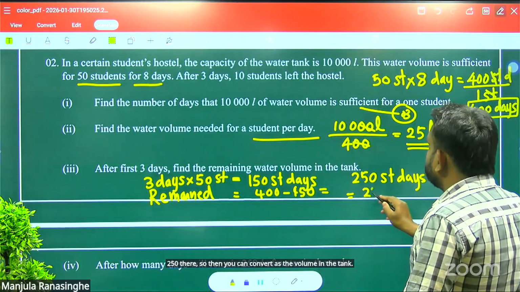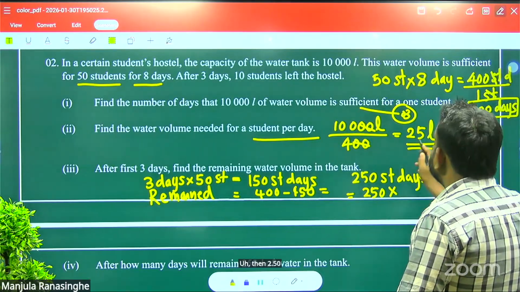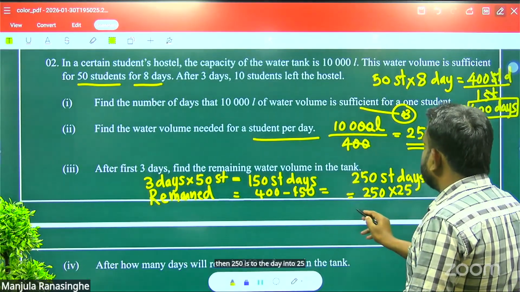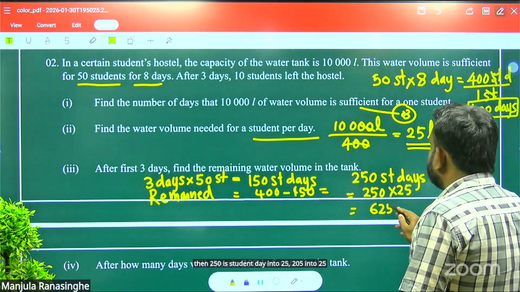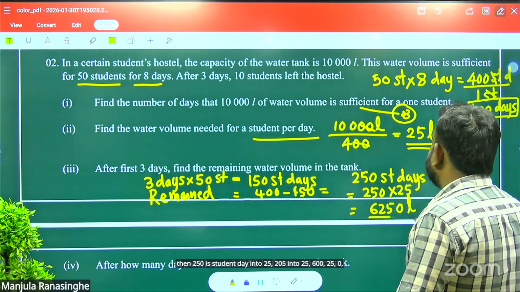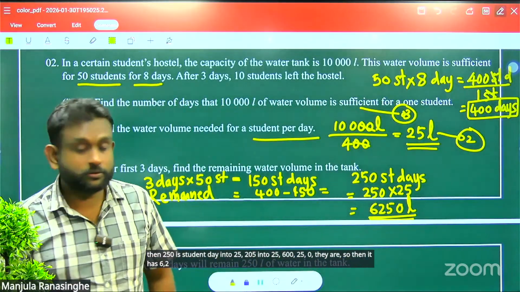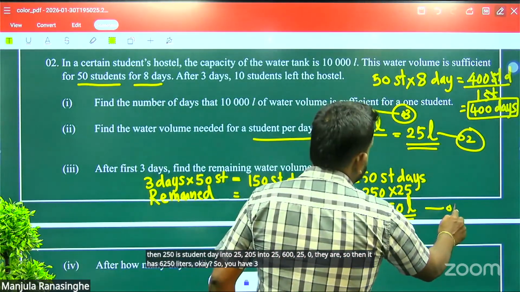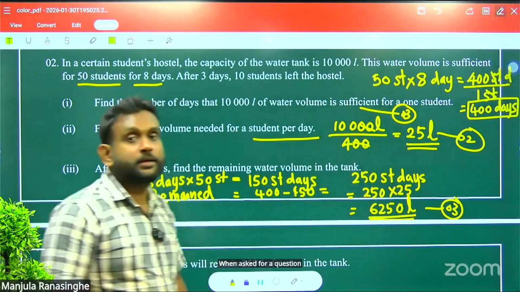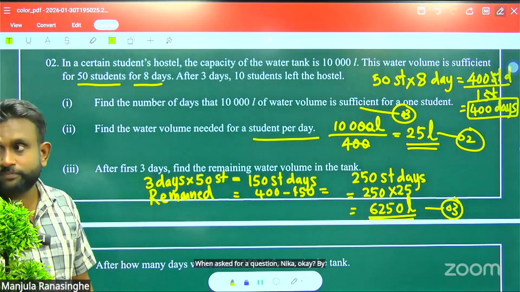Then 250 student days into 25. 25 into 25 is 625, 0 there. So then it has 6,250 liters. Okay, so you have 3 marks. A different question. Okay, by student days it is dealing.